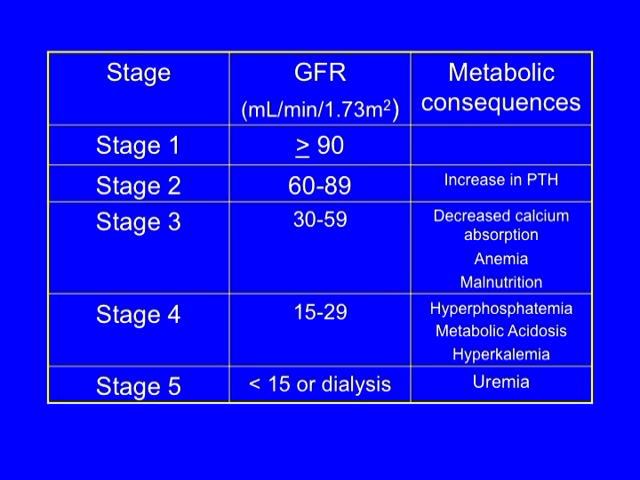The staging system is also useful because there are certain metabolic consequences that occur at varying stages of chronic kidney disease. So for example, stage 2 is where you might begin to see an increase in the PTH. Stage 3 is where you may see decreases in calcium, anemia, malnutrition less commonly than we used to see. Stage 4, hyperphosphatemia, metabolic acidosis, and hyperkalemia become more common. And stage 5 is where the clinical syndrome of uremia typically becomes apparent.